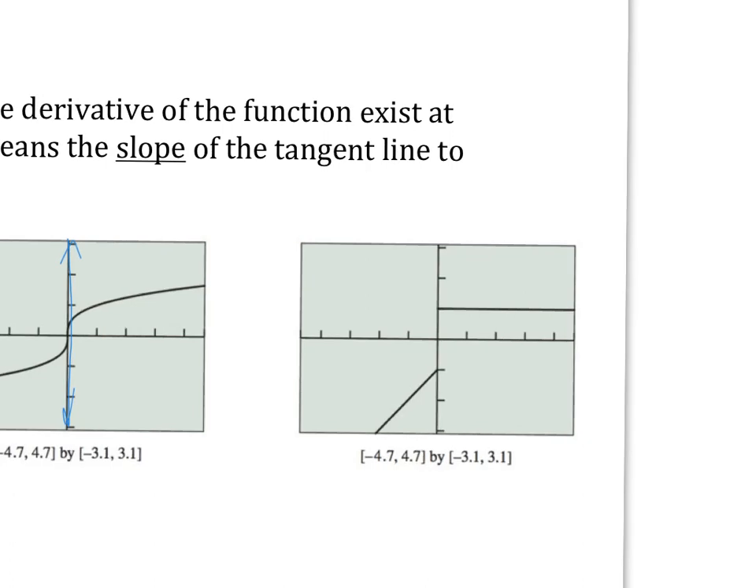The third one is this one. At x equals 0, you can see that it's disconnected. When something is disconnected or discontinuous, there is no slope. So this one is also undefined.